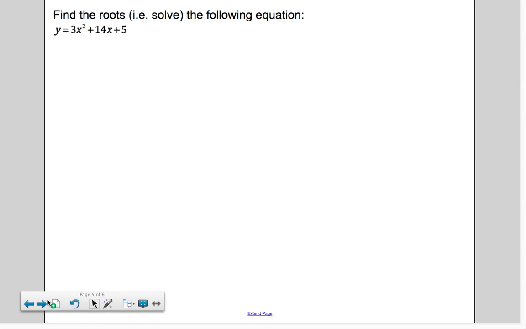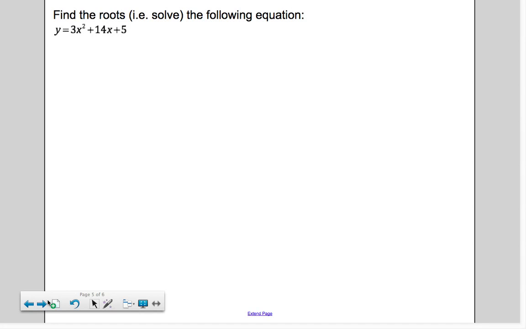Find the roots of this equation. What two numbers multiply to 15 but add up to 14? 15 and 1 add up to 16. 15 and negative 1 multiply to negative 15. Nothing does. We can't factor this one over integers.